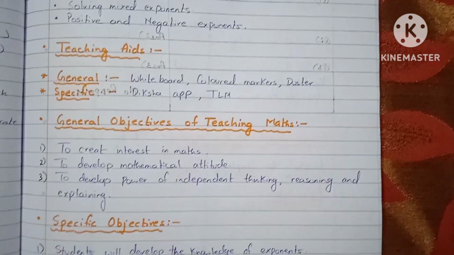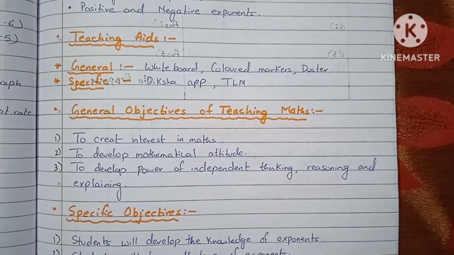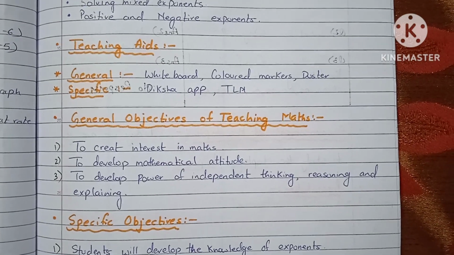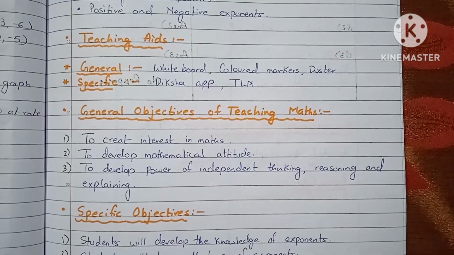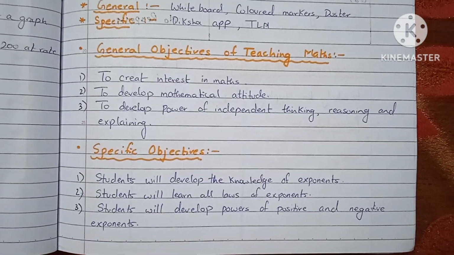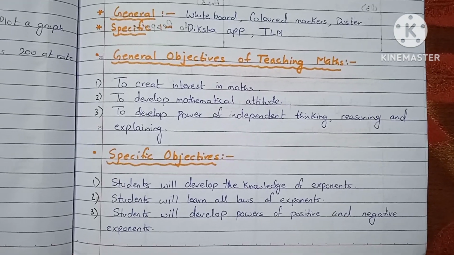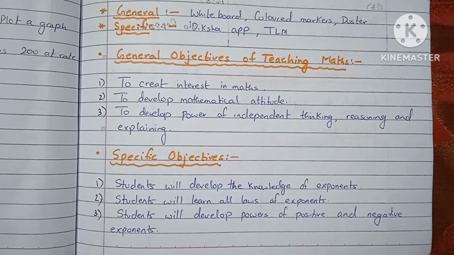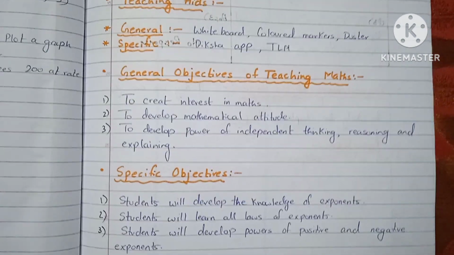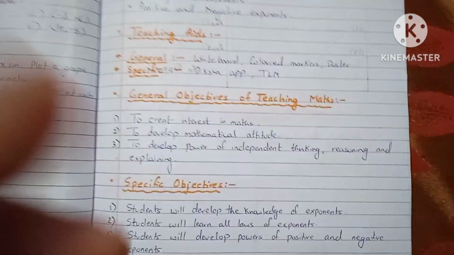In general objectives, it is to create interest in maths, to develop mathematical attitude, to develop power of independent thinking, reasoning and explaining. In specific objectives, we have: students will develop the knowledge of exponents, students will learn all laws of exponents, students will develop power of positive and negative exponents.